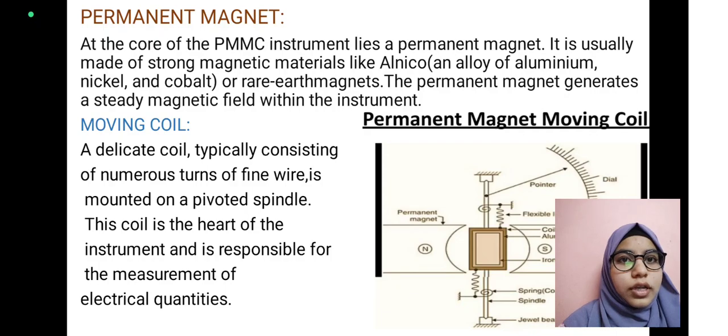Next, the moving coil. It is a delicate coil typically consisting of numerous turns of fine wire mounted on a pivoted spindle. This coil is the heart of the instrument and is responsible for the measurement of electrical quantities, as shown in the figure. It is a permanent magnet moving coil.